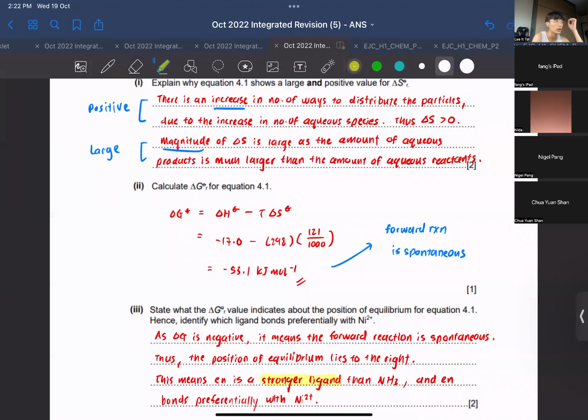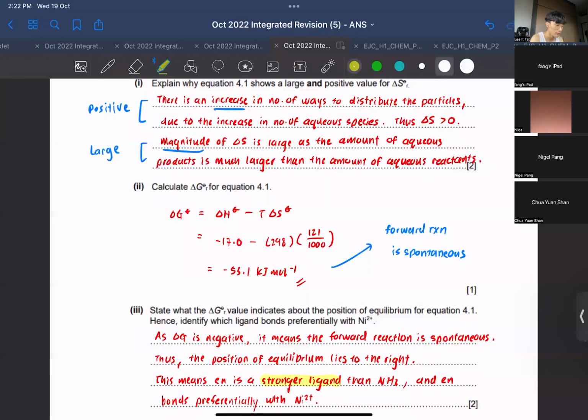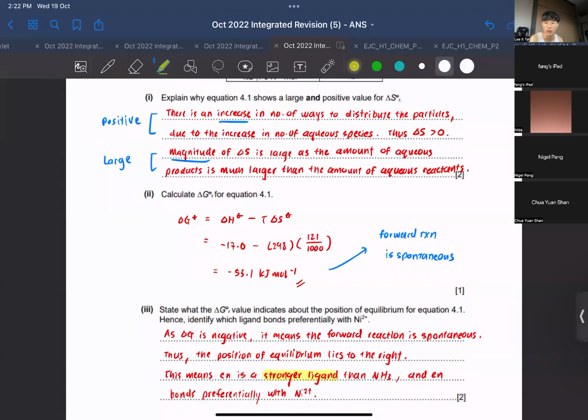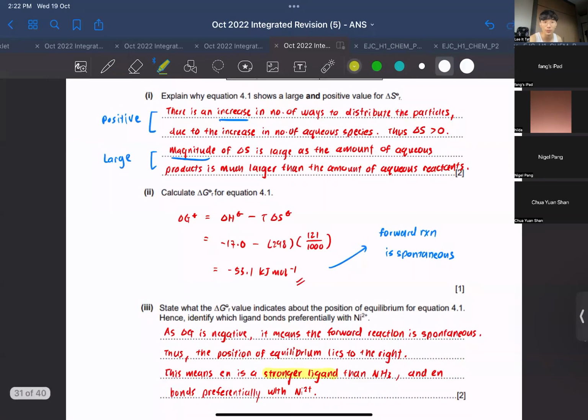So ligand exchange, settle. Any questions so far? Any questions, just unmute or just type in the chat. And just take note, when you type in the chat, type it in the all chat. Don't send me a direct message, so that everyone can see also. If there's nothing, I'm just going to move on.